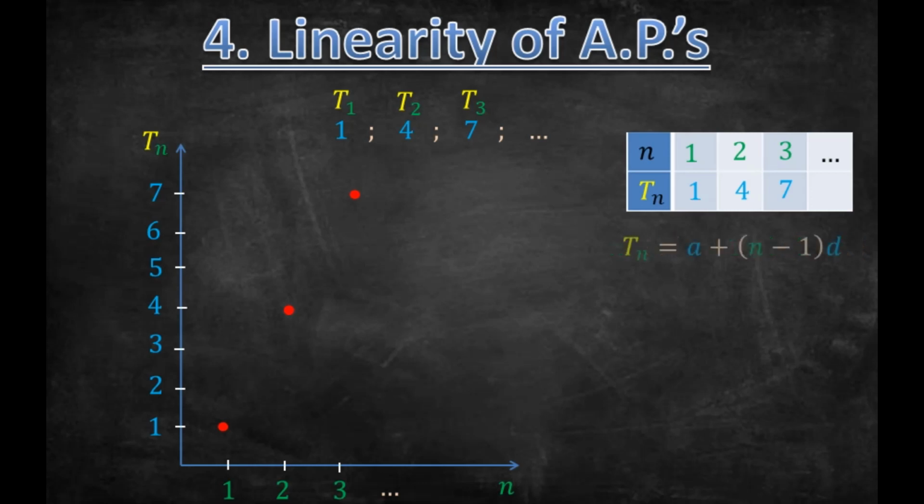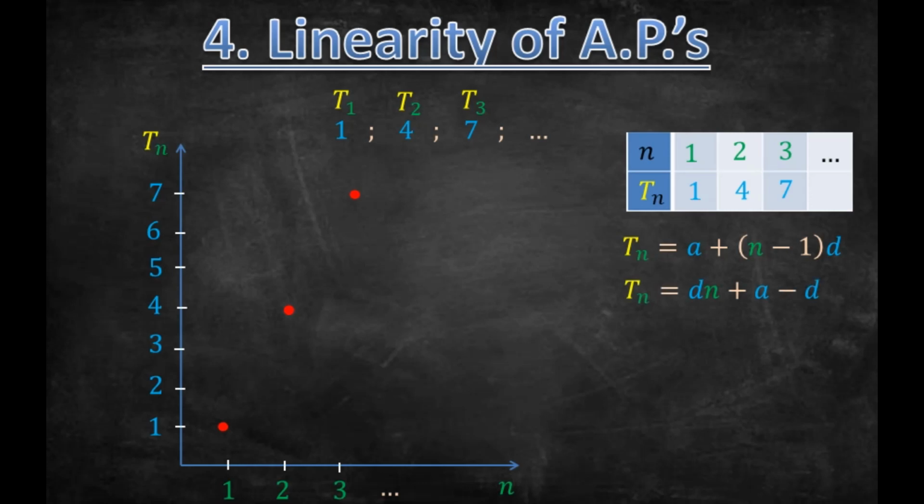Now, let's look at the formula T sub n equals a plus (n minus 1)d more closely. We can manipulate this equation slightly. We can multiply the brackets and regroup the terms. And we see that we get T sub n equals dn plus (a minus d).